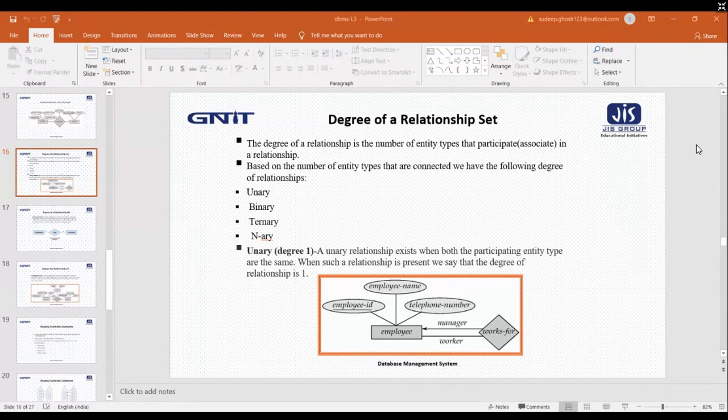The opposite side, you can say that account to customer is many to one, and customer to account is one to many.